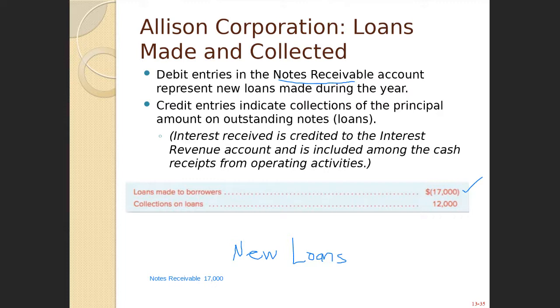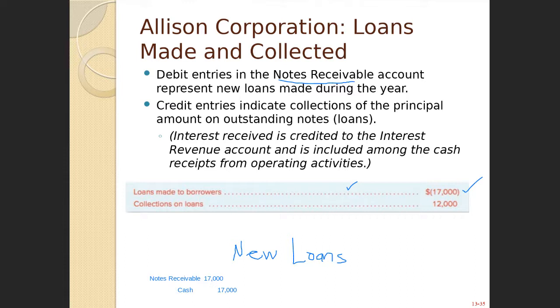And what gets credited when the notes receivable get debited? What is getting decreased? Excellent. Cash is being paid. So cash is being paid of $17,000. That is a use of cash of $17,000, because the corporation is loaning out $17,000 more dollars.